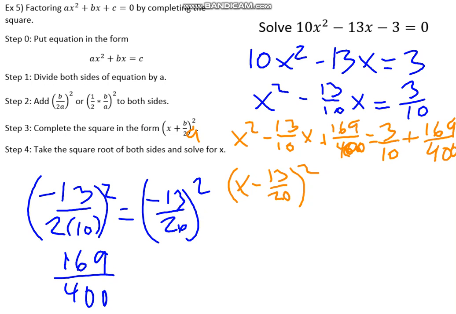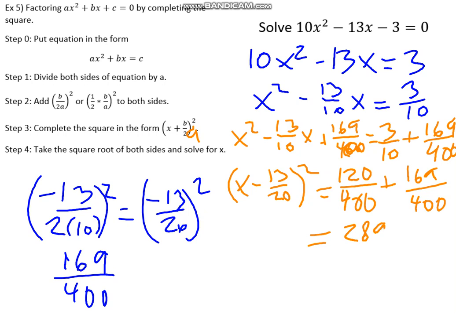Now over here, we would want to get common denominators. In order to do that, I'm going to multiply top and bottom by 40. 3 times 40 is 120. 10 times 40 is 400. Plus 169 over 400. Add that together, I'll end up with 289 over 400. This stays the same.